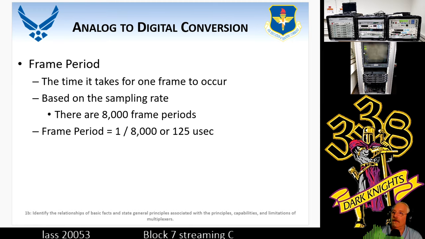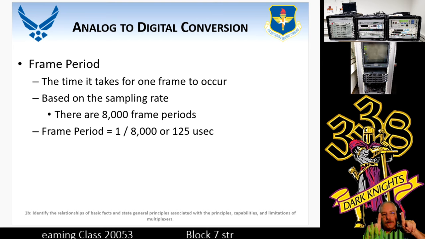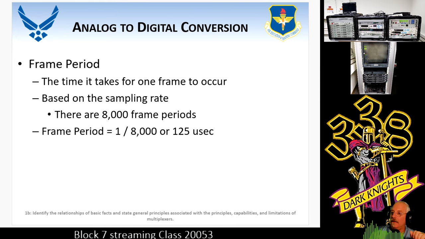Now we're going to go back to multiplexers for just a minute and think about what we call frame periods. The definition states the time it takes for one frame to occur. What does that mean? You remember that we went one through however many channels we had. Now we're going to find out how much time it took to go from channel one, in our case a standard TDM, time division multiplexer, with 24 channels, all the way to channel 24.